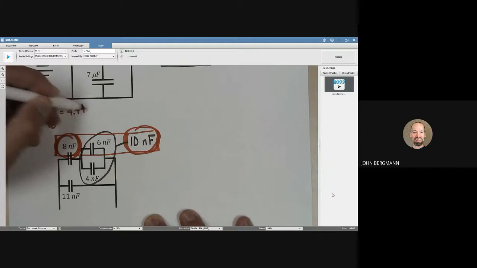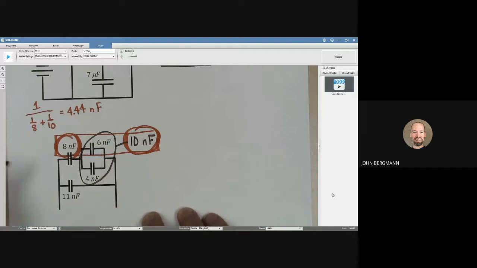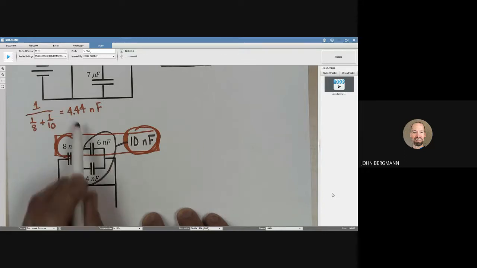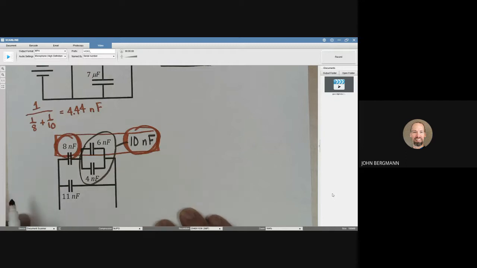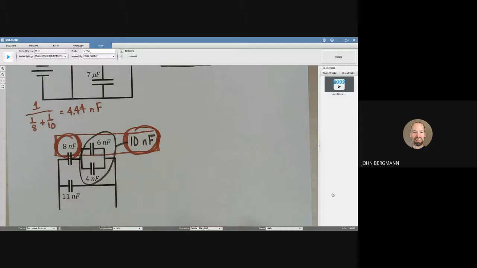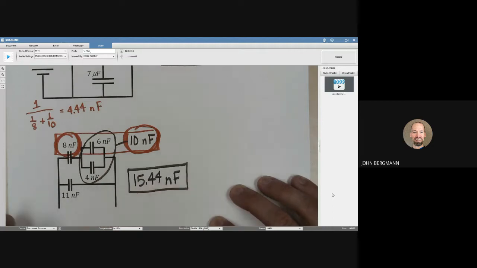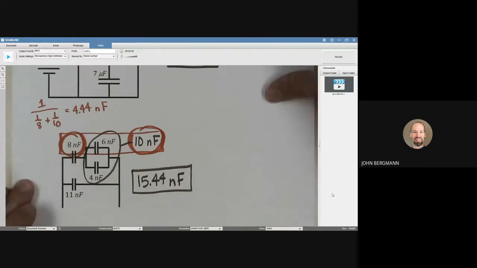That comes out to be 4.44 nanofarads. So if we tore out this whole top part of this circuit and just put one capacitor there, it would be a 4.44 nanofarad capacitor. And that one, although it's imaginary, is in parallel with the 11. If I tore all of this out and just put one capacitor in there such that the rest of the circuit didn't know I had done anything, it would be 11 plus 4.44, that is 15.44 nanofarads.